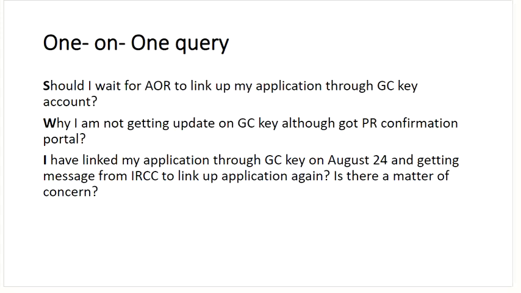And the third one is, I linked up my application through my GCKey account on August 24th and am getting a message from IRCC to link up the application again. Is it a matter of concern? You don't need to worry about that. This is exactly what is happening with a lot of applicants: even after linking up your application, you get a message that you have to link up through IRCC. Don't worry about that. This could be a technical glitch, and it can be rectified by the system itself. But since you have linked up your application, you're able to see all the updates in your GCKey account or in your inbox. So just keep an eye on both.